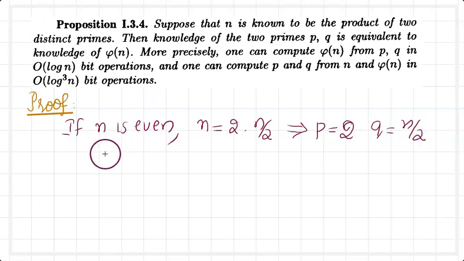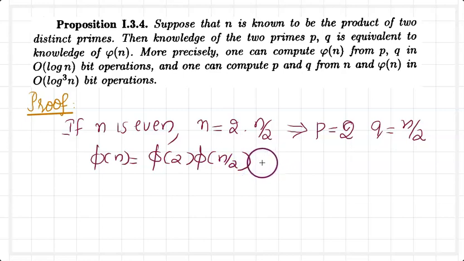So, phi of n will be phi of 2 into phi of n by 2 using the multiplicative property of phi, so that this will be equal to phi of 2 is 1 and phi of n by 2 is n by 2 minus 1. Since we know that phi of a prime, phi of p, will be equal to p minus 1, phi of n by 2 will be equal to n by 2 minus 1, since n by 2 is a prime.